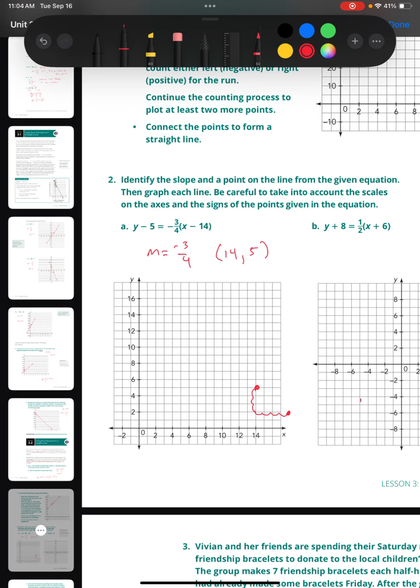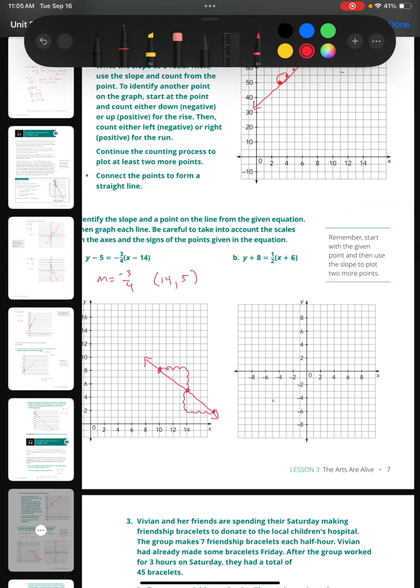Now, we ran out of graph space. If that happens, we can always go the opposite direction. In other words, if I was going down 3 and right 4, I can also go up 3 and left 4. And I end up with a point on the same line. So if we run out of grid space on the graph, just go the opposite direction for both your vertical and horizontal change, and you'll end up with a point on the same line.